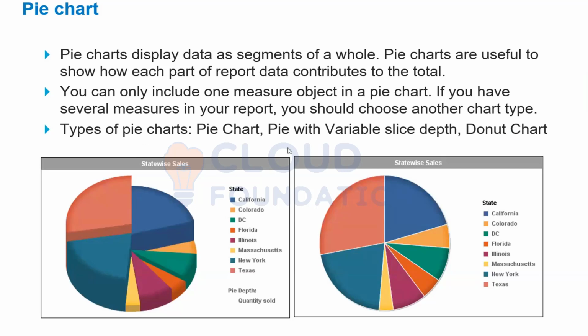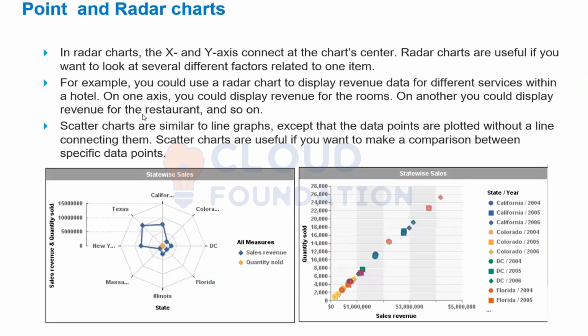These are the types of pie chart. This is a simple pie chart. Pie chart with variable slice depth, donut chart. Point and radar charts, these are very special purpose charts. In radar charts, the X and Y axis connect at the chart center.